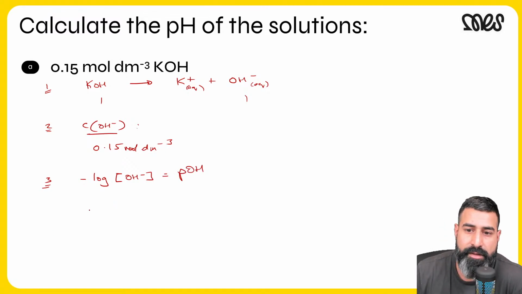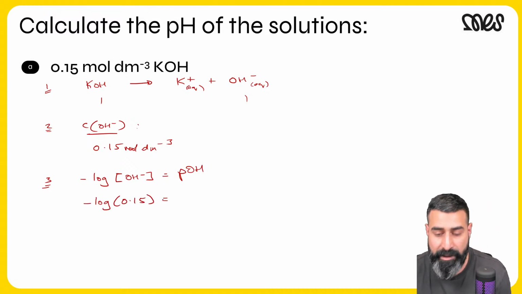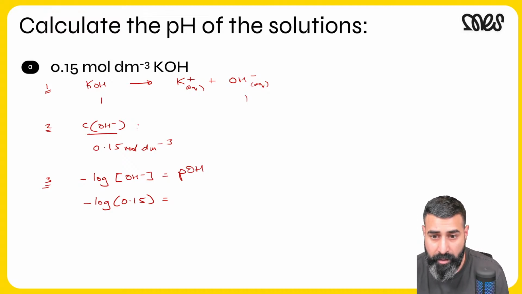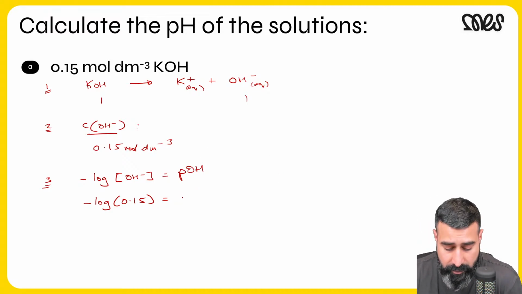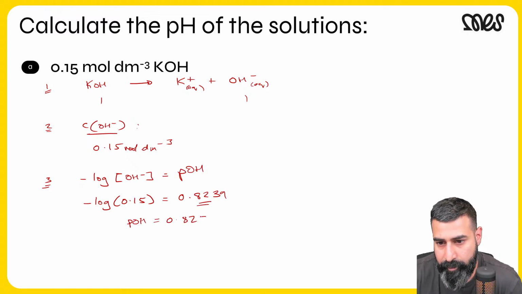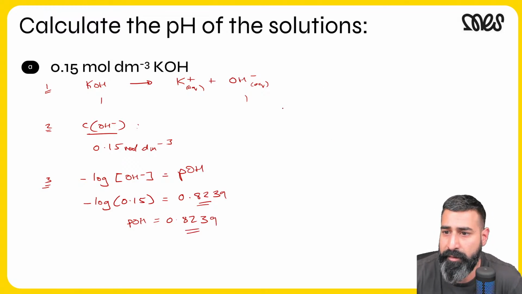Super. Right, so let's do that. So let's actually put that value in. Negative log of 0.15. That's going to give me pOH. So hold me accountable. Check to see if I'm doing this correct. I could be rushing and making a mistake, okay? So I'm just going to say 0.8239. So pOH is equal to that. Everyone getting the same thing? If so, let's continue.